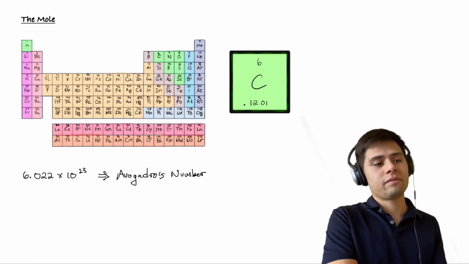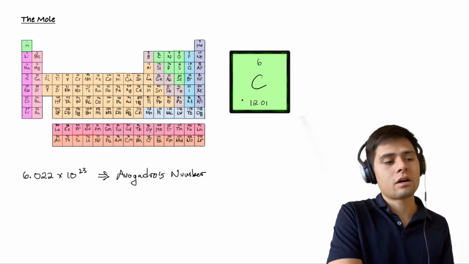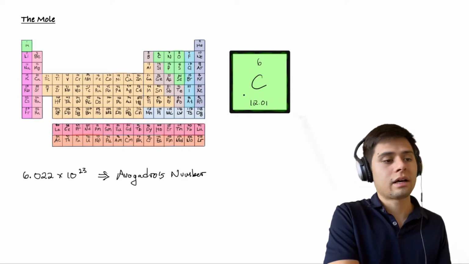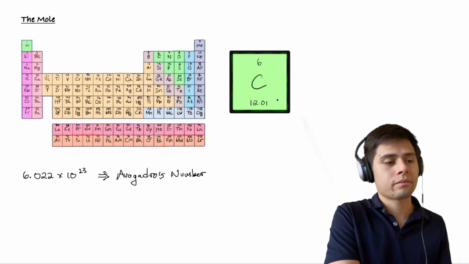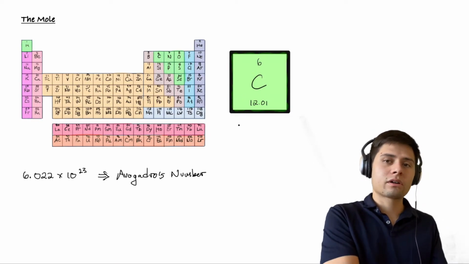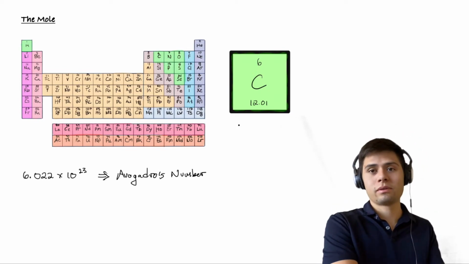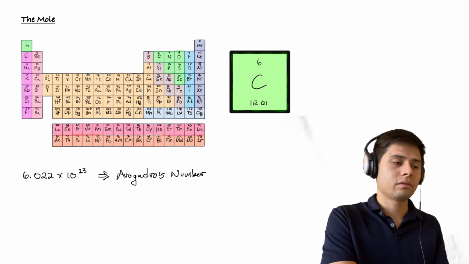And then we have this number right here. This number is called the atomic mass, or the molar mass. Last time I believe we might have said it was in atomic mass units. But again, this is sort of the mass of a carbon atom, if you will, in a mole of carbon.